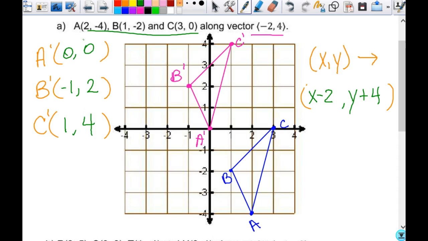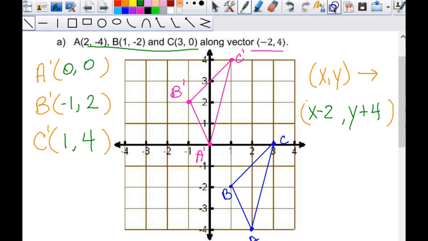But what is missing from all of this? The vector, okay? So I need a vector somewhere. I mean, it doesn't matter where. You don't have to connect these. I'll start here, and I'm going to go to the left 2 and then up 4. There's my vector.